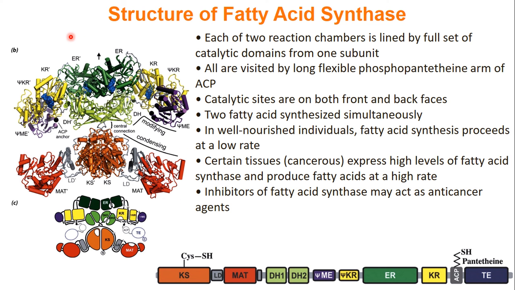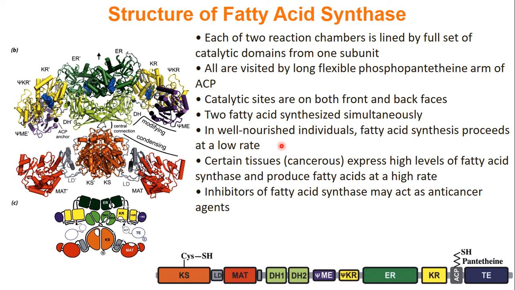Now, our 2 reaction chambers, because there's 2 enzymes, are lined by a full set of catalytic domains from one subunit. And all of these sites can be reached by our long phosphopantetheine arm of ACP that we talked about in the previous video. This is the thing that is moving malonyl coenzyme A around to visit these different sites. And you actually have catalytic sites both on the front and back faces of this enzyme, which means you can make 2 fatty acids at once.